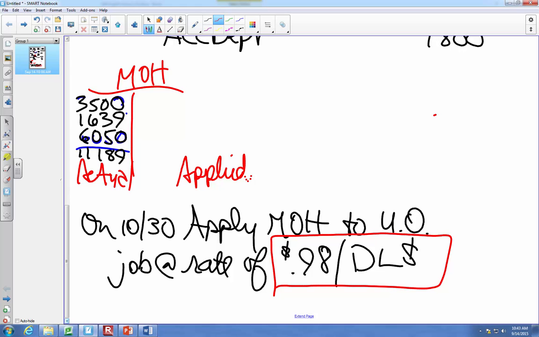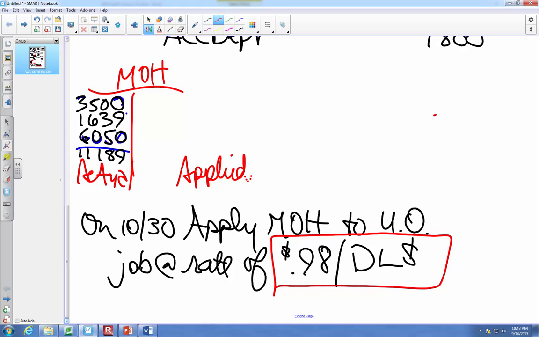And in this case, I think that manufacturing overhead is driven by direct labor dollars. And I am applying overhead to my job at the rate of 98 cents per direct labor dollar. What am I going to debit and what am I going to credit? What do I need to get that applied overhead into? Finished goods. Not quite yet. Work in process. Then we're going to move it all together into finished goods. So I've got to get it into WIP.